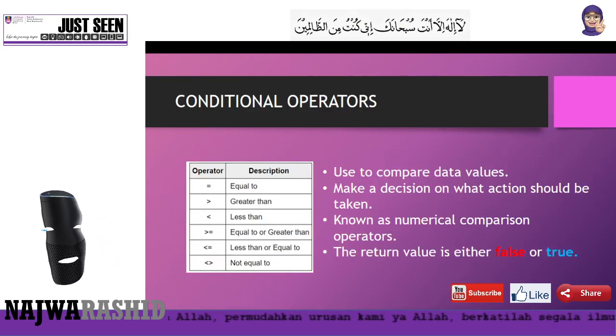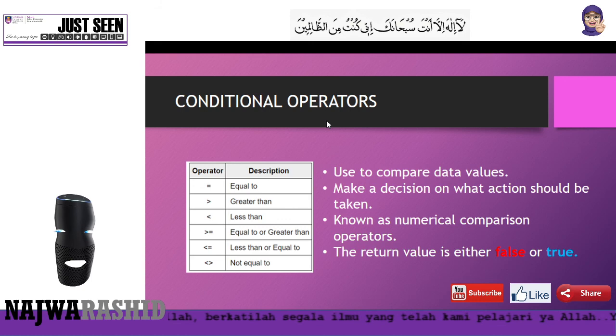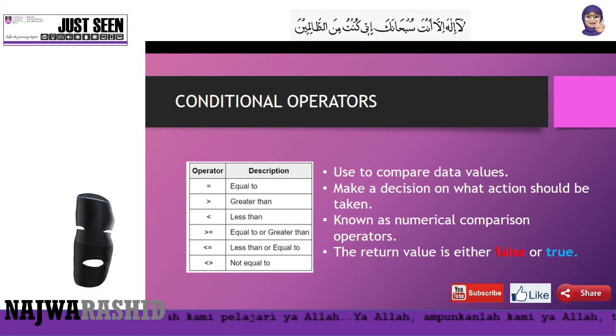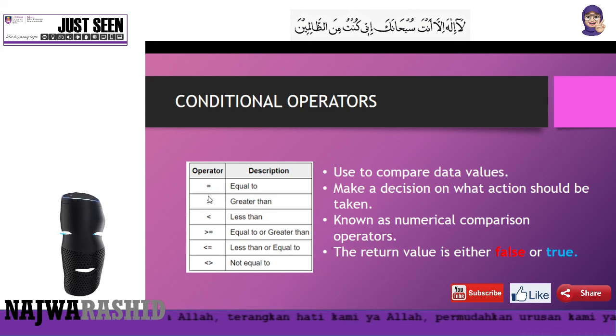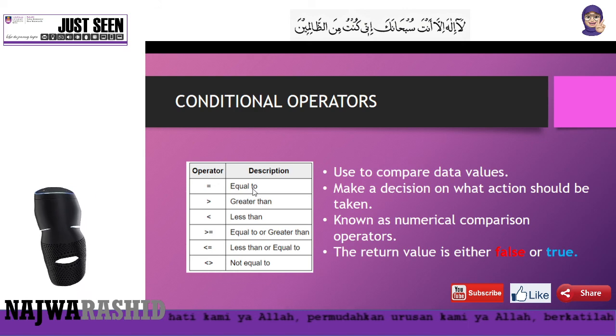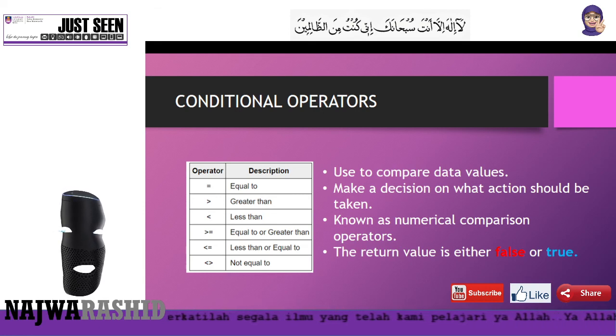Okay, so you can refer to this table. In this table we have the operator and description. This table is for the conditional operators. These are the conditional operators that we will use in Visual Basic programming. This operator is for equal sign. Let's say we want to make sure of a condition that only if your age is equal to 18, you can apply for the scholarship. For example, we can use this operator.